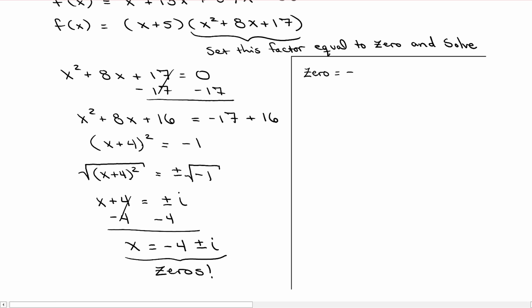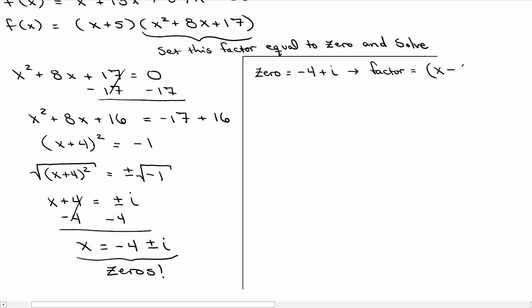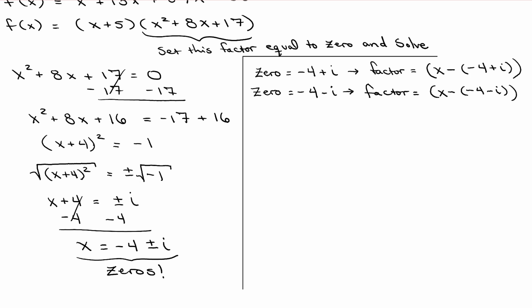Now, let's go ahead and write out the zeros that we found, and let's write out the corresponding factors to these zeros. So this is going to be x minus the quantity -4 plus i. And then the other zero we found here was -4 minus i, and the corresponding factor for that zero is going to be x minus the quantity -4 minus i. I've got all the factors I need here in order to write out the factored form of this polynomial function. So why don't we go ahead and do that?